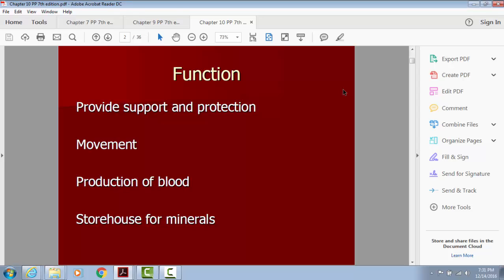The bones that offer support are our cranium, to protect our brain, our spine, which serves as protection for our spinal cord, and our ribs, which serve as protection for our heart and our lungs. It's also responsible for movement. Our bones make it possible for us to move and to ambulate.